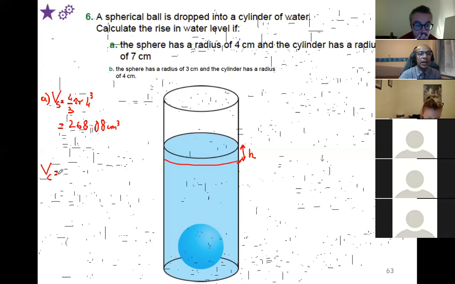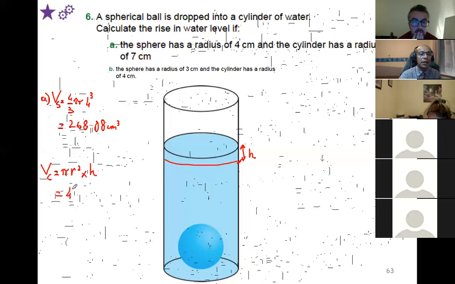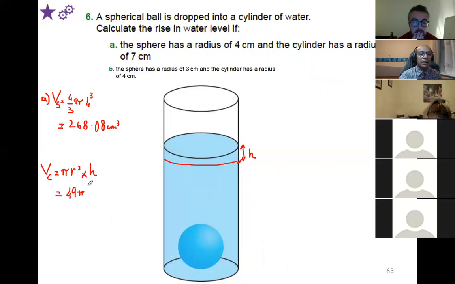What is the r? 7. For the cylinder it is 7. So 7 times 7 is 49. So 49 pi times the height equals 268.08, because that's what we put in, and that's how much the volume increased by.